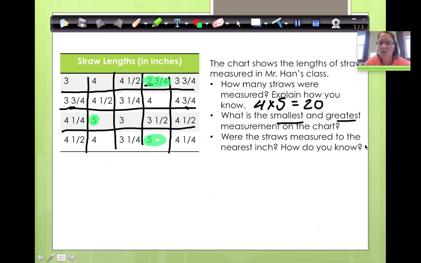Alright, were the straws measured to the nearest inch? How do we know? Well, if it was measured to the nearest inch, would we have a fourth? Would we have a half? Nope. If it was measured to the nearest inch, we would have all whole numbers. So is it measured to the nearest inch? No. And our proof is that we have things that are written in quarters. Now, is it written to the nearest quarter? It could be, because we know that a half is really 2/4. So you could write that one either way.